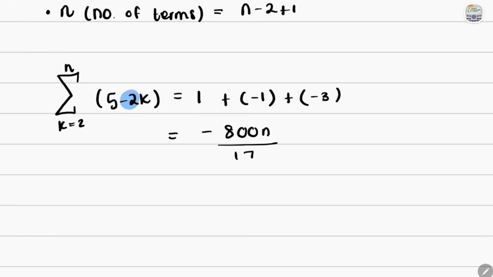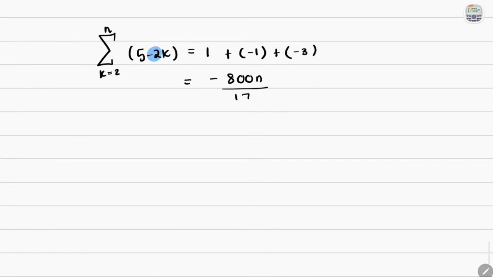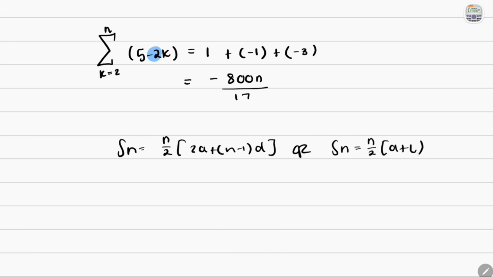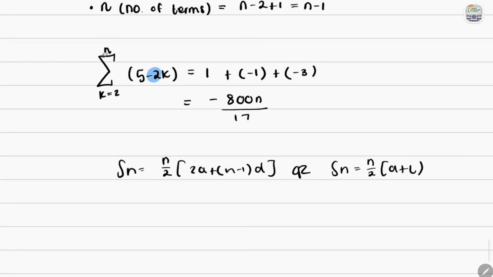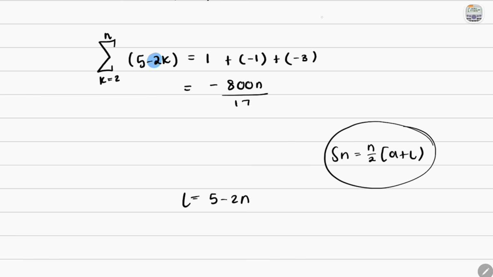The coefficient of k. Remember this is an arithmetic series. So in order to find the sum of terms, you can either use this formula or you can use the formula with the last term. Either way is fine. But here's the thing that you're going to have to remember about the last term. Because it ends at n, it will just be a result of substituting n in here, meaning your last term would simply be 5 minus 2n. So we can just go with this because it's a simpler formula to use.